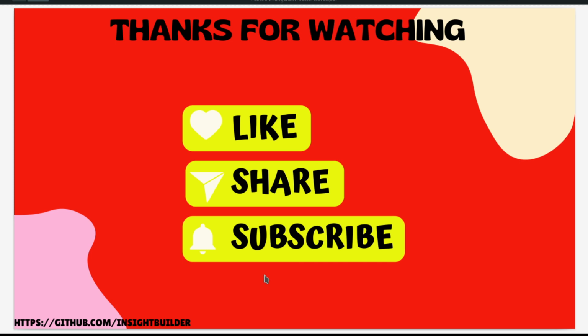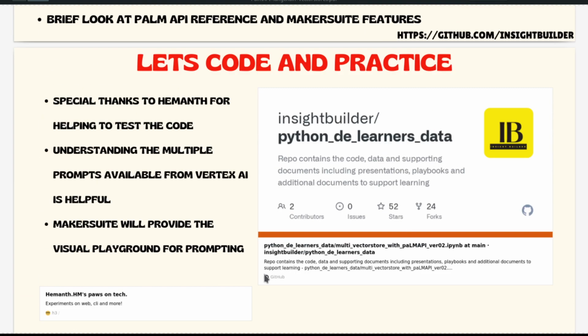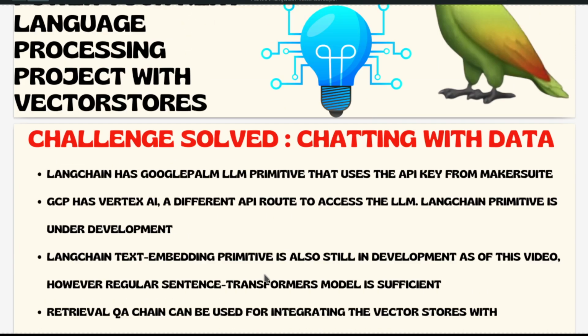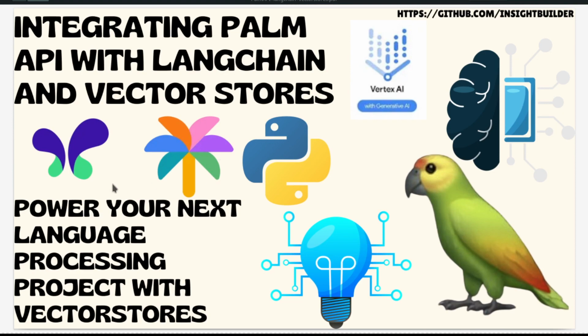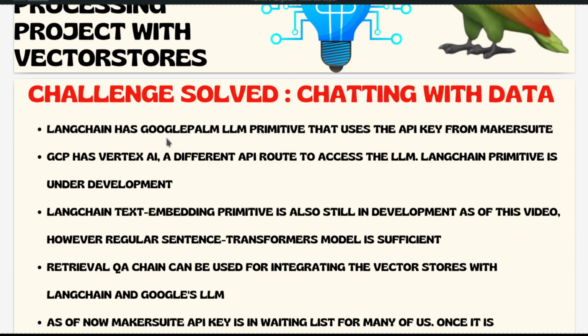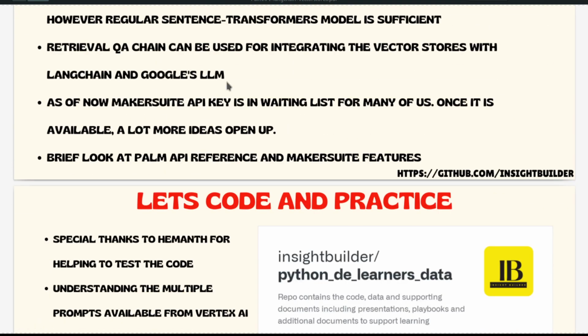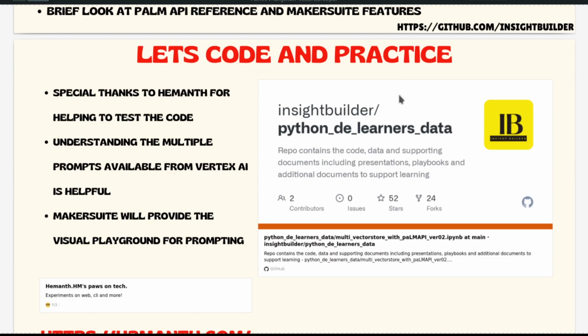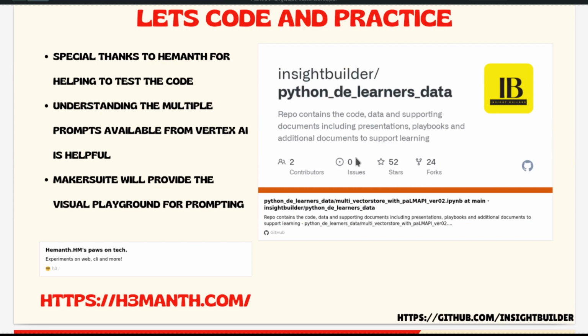With that said, I would like to come to a close of this particular video where we have discussed the integration of the MakerSuite and PalmAPI large language models from Google with vector stores like ChromaDB using Langchain. And we saw various related topics on understanding how to get into the waitlist of MakerSuite and PalmAPI. Do get into the waitlist, and then we went into the code and started discussing the code.